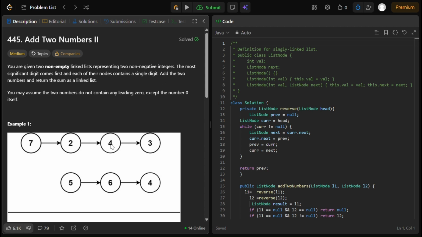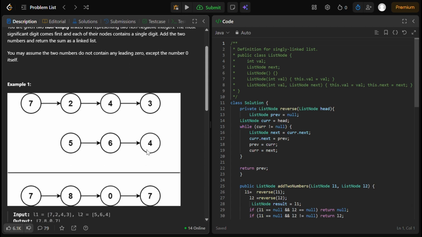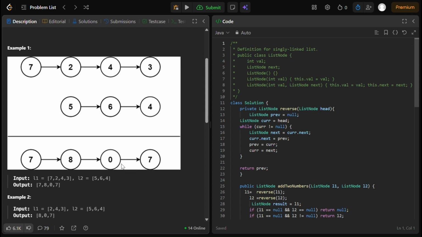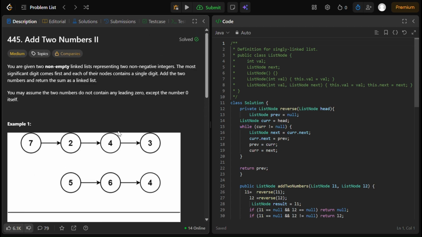That means each node contains a single digit only. It doesn't have numbers greater than or equal to 10. And what they need is to add the two numbers and return the sum as a linked list. We have to simply add these, and return their sum as a linked list. That's it. That's our question.